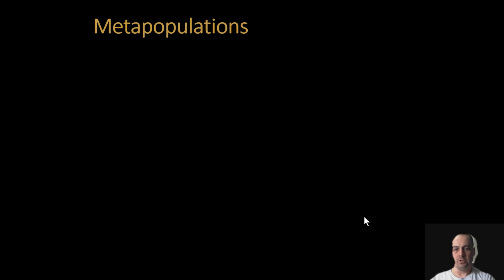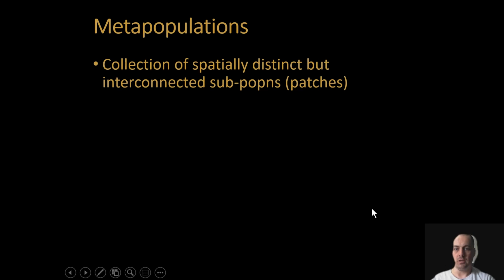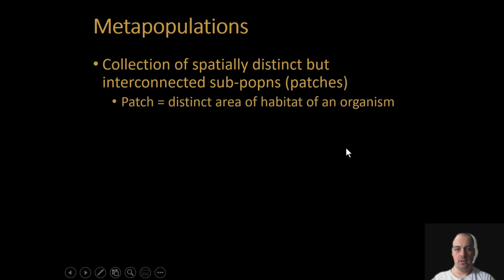All of the population growth models that we've looked at so far assume that there is a single or isolated population, but of course this isn't the case in reality, where species are spread over large areas and are in smaller subpopulations which operate at some level. And this is where the idea of metapopulations comes in. A metapopulation is a collection of spatially distinct but interconnected subpopulations, and these are referred to as patches. A patch is a distinct area of habitat for a specific organism.